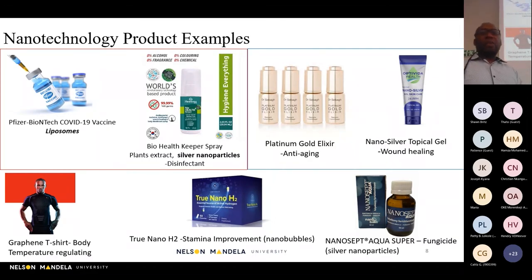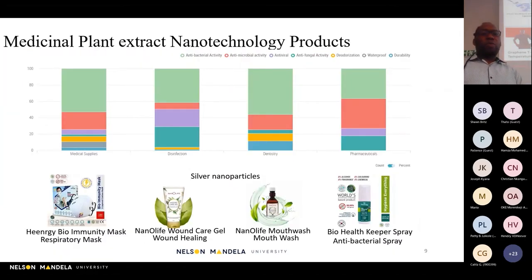In terms of agriculture, you can also have silver nanoparticles that are synthesized using green technology. You can have fungicides that you spray on your crops to prevent any fungal infection, so you can protect your crops from any damage. When we're looking into medicinal plants combined with nanotechnology, on that website, like I mentioned, you can see most of the materials they're using are for antimicrobial activity. Here we can see a respiratory mask which contains nanotechnology.